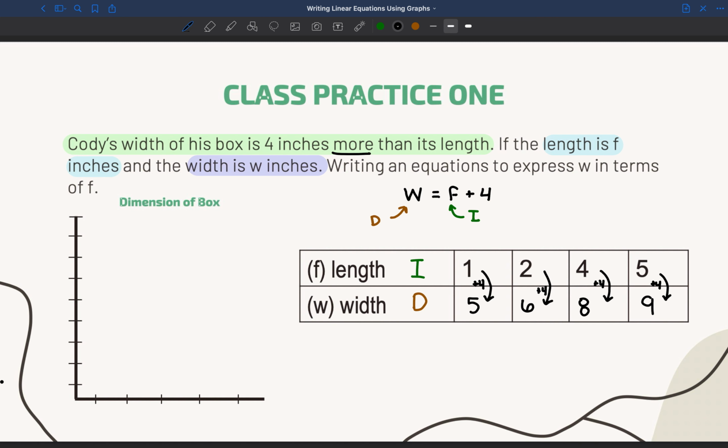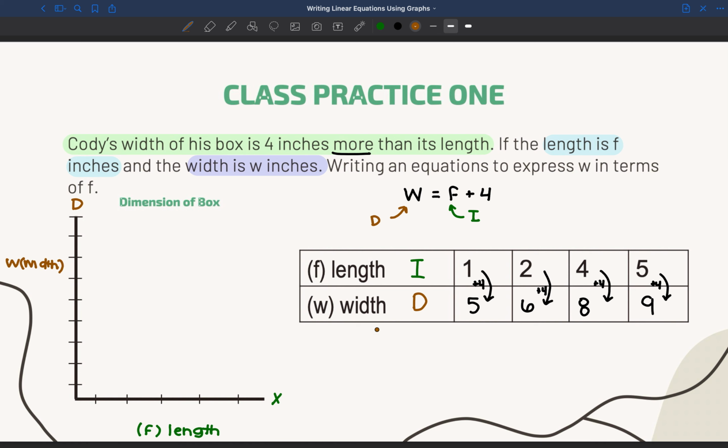Now we are going to work with our graph that's right over here. And whenever we're working with graphs, our independent variable will always be on our x-axis, and this one's our x-axis. And then I'm going to highlight it in that green for our independent. So this one was the length. I'm just going to write f, and it's the length. And then on our y-axis would be our dependent variable, which was w, which is our width.